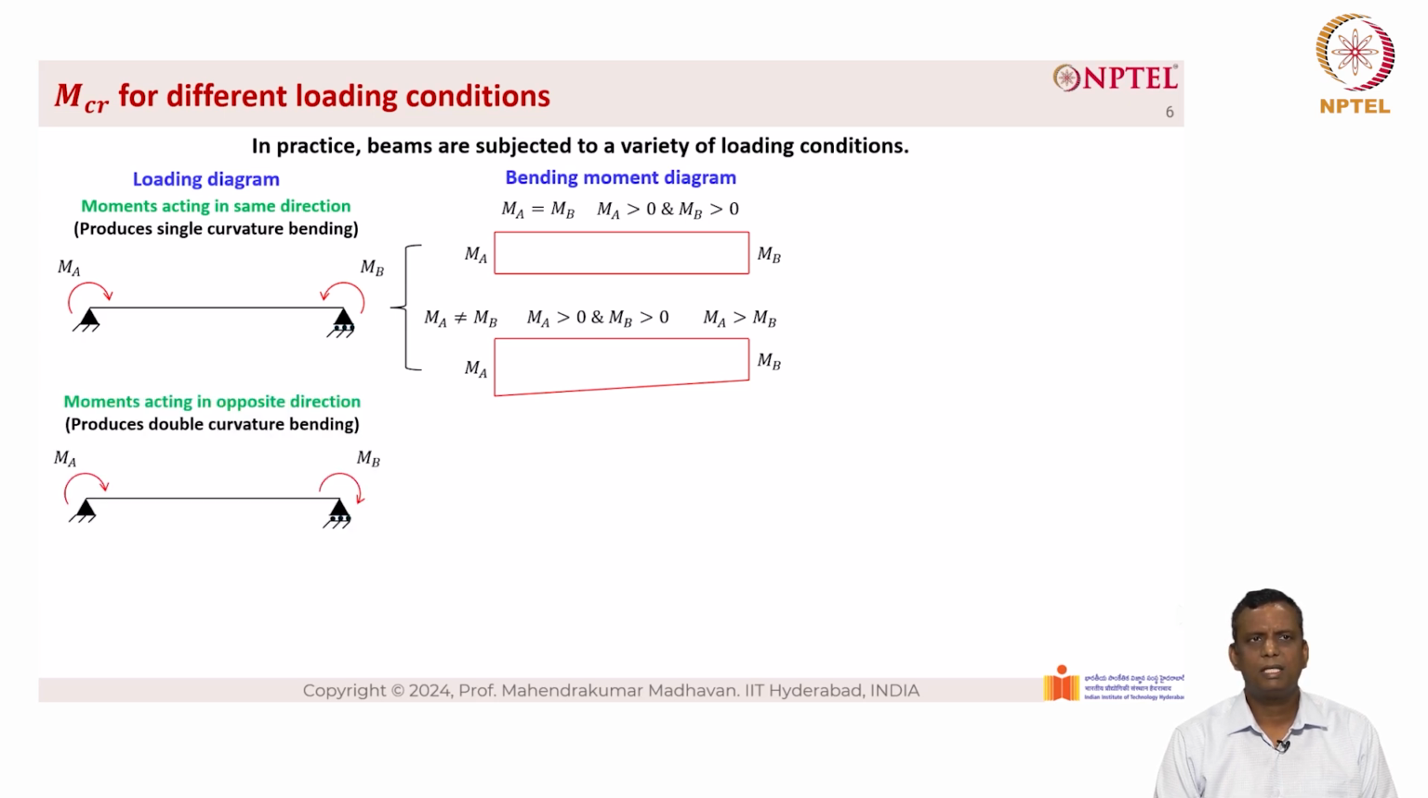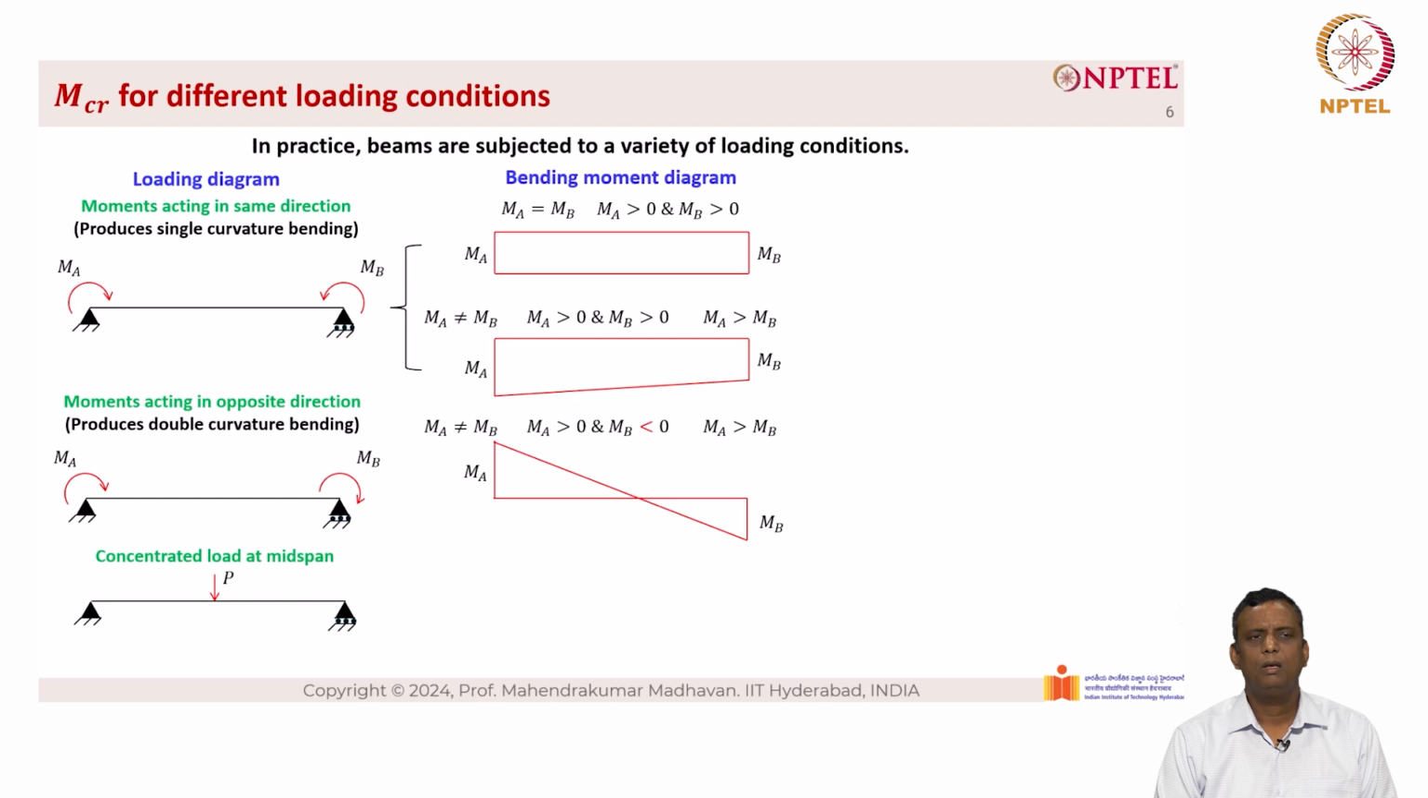And for moments acting in opposite directions, it produces double curvature. And you can see that MA not equal to MB, MA greater than 0 and MB less than 0, and MA is greater than MB. We have the bending moment diagram, as you can see on the right hand side. When it is subjected to a concentrated load at midspan, you have another type of bending moment diagram, again shown on the right hand side.